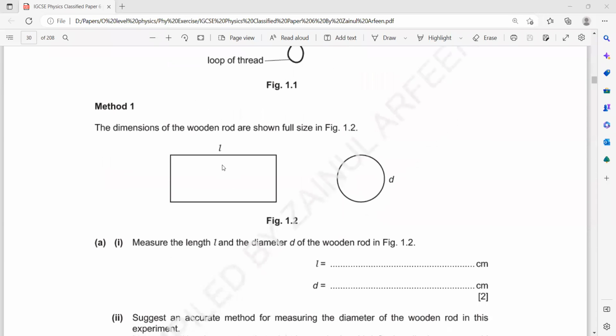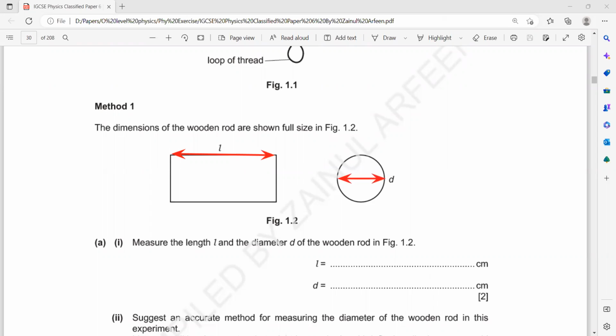Measure the length L and the diameter. So using your scale ruler, you will measure this length L. What is the value for length L? And measure the diameter.